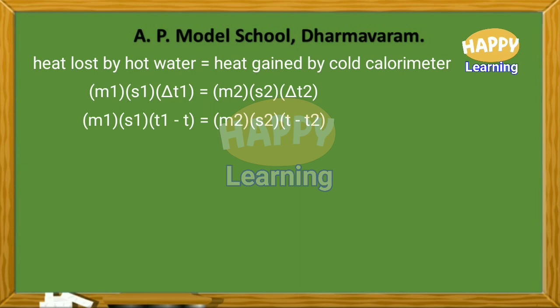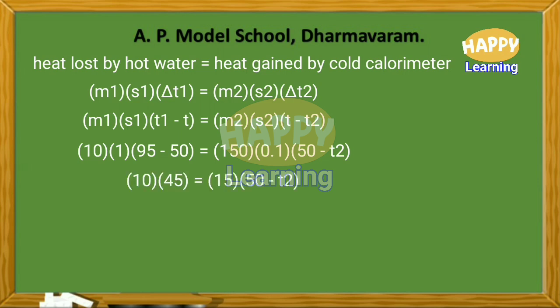Substituting the numerical values, the equation can be written as 10 into 1 into (95 minus 50) is equal to 150 into 0.1 into (50 minus T2). So on simplification, we get on the left hand side 10 into 45 and on the right hand side 15 into (50 minus T2). So multiply these brackets.